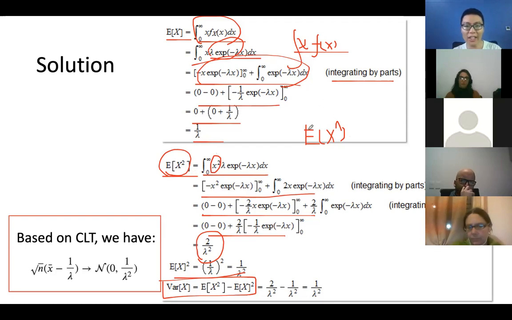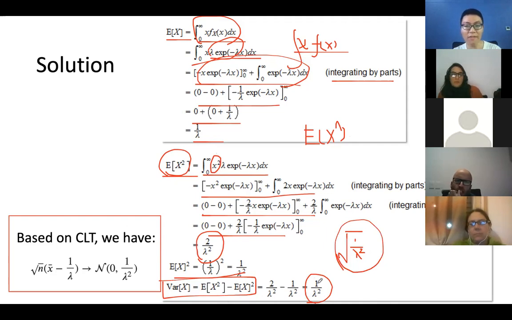You should not directly calculate the variance, right? You should first calculate the expectation of X squared and also the expectation squared. And then you subtract the two, and you will get your variance. And this is the variance. So make sure that this is not the standard deviation. The standard deviation is the square root of the variance, that is the square root of 1 over sigma squared. This is called the standard error. This is the variance.